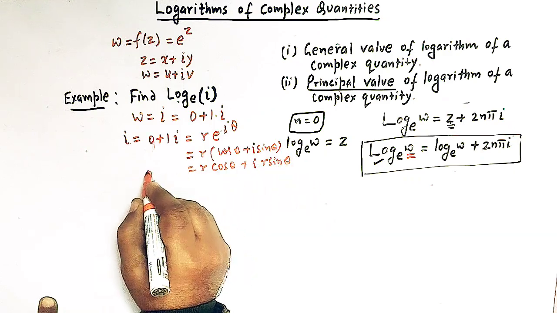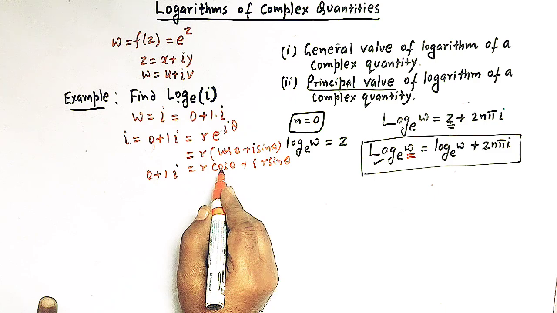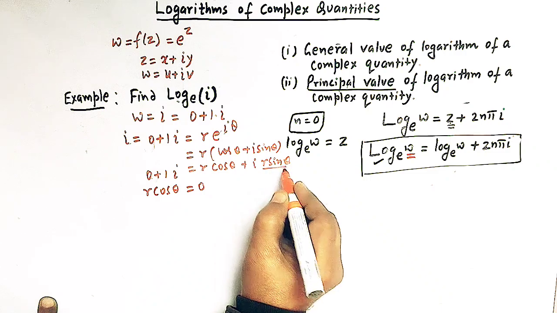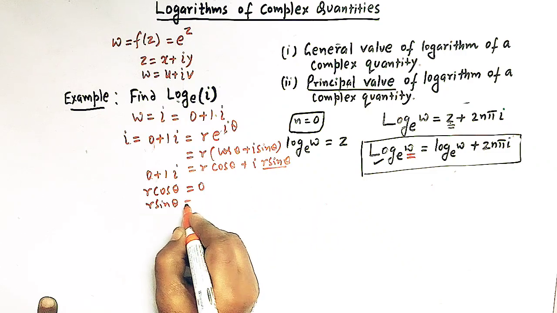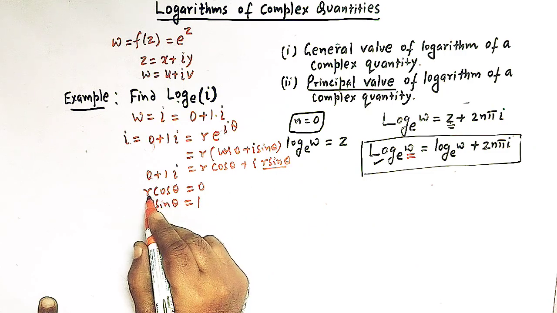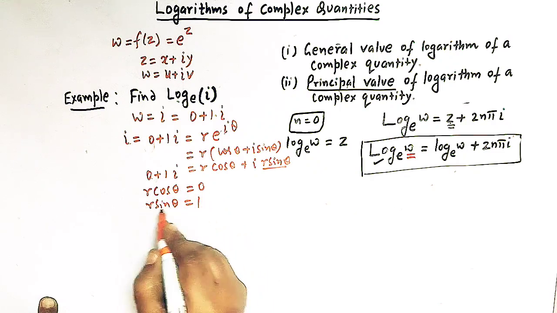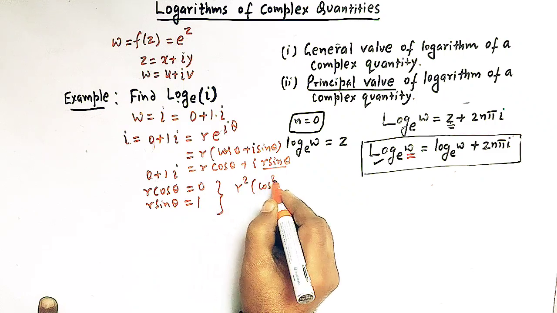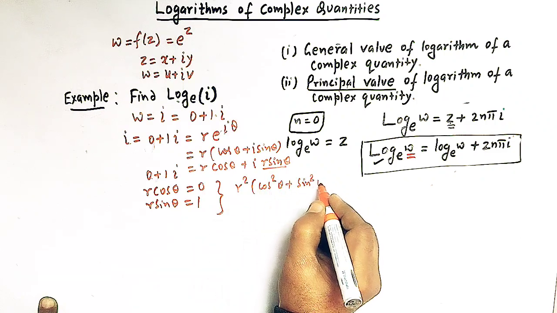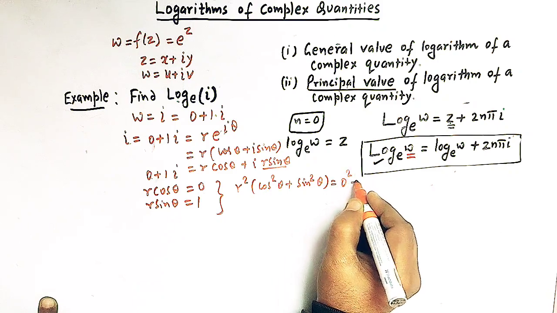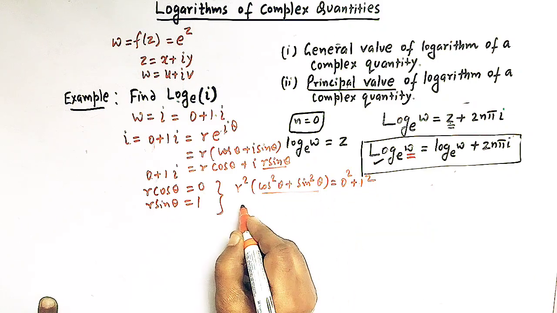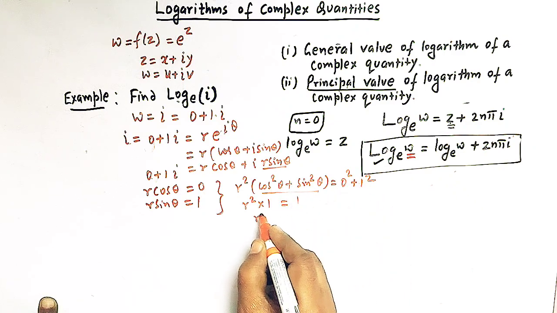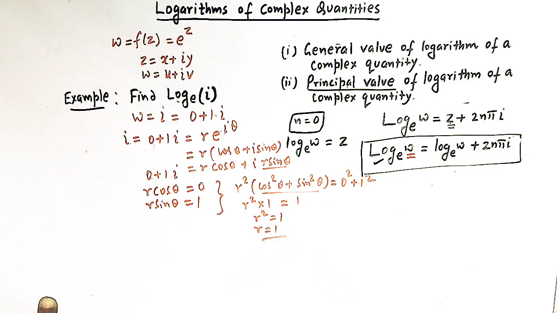So let us compare both sides. The real part is r cos θ is equal to 0, and here we have r sin θ that is equal to 1. So again, squaring both sides of these two equations and adding, we have r square times cos square θ plus sin square θ is equal to 0 square plus 1 square. So this is 1, so we have r square times 1, and this is 0 plus 1, that is 1, so r square is 1 and r is equal to 1.